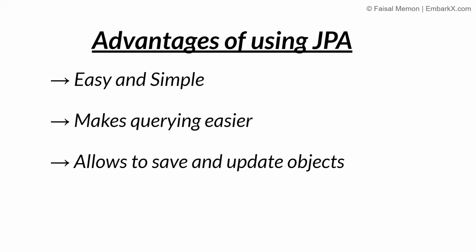JPA also allows us to save and update the objects, and this is without using any DML language at all. Now what do I mean by DML language? So DML stands for data manipulation language, like update and insert queries. So if you want to update anything or insert new data into the table, you can do that with the help of JPA itself, and it takes care of everything around that.